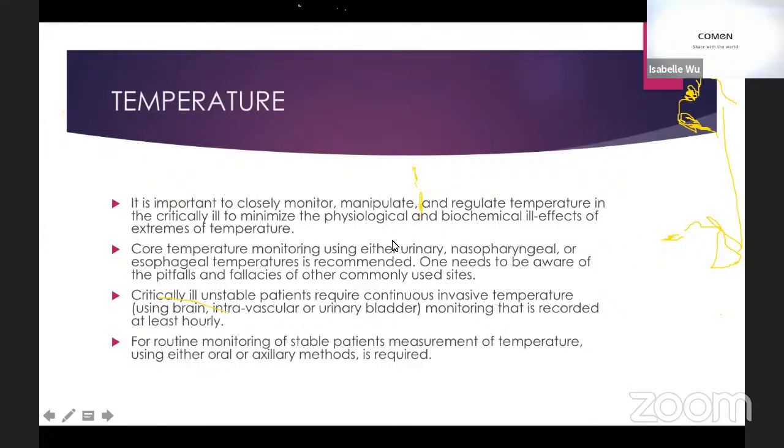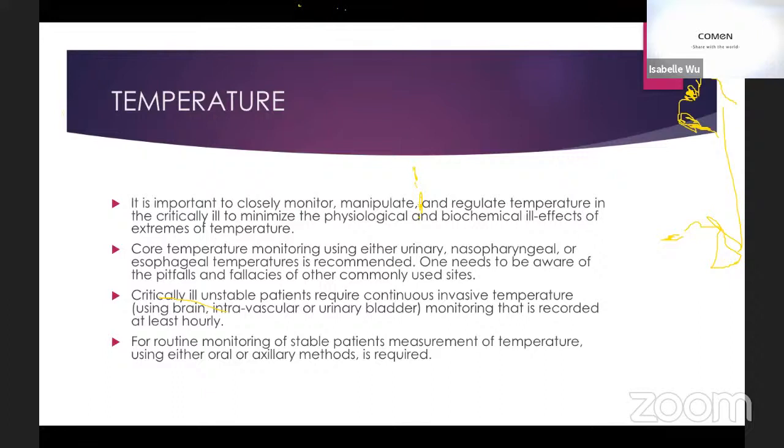Ooh, temperature. Now, temperature, like we've just said, is one of the vital signs we need to monitor according to the NICE guidelines. It's very important to monitor closely because we need to be able to manipulate. We don't want a patient to be hyperthermic. It's not good for the brain. It's not good for the complete metabolism of the patient. Hypothermia as well. It's not good for wound healing. It's not good for the patient's brain as well. So we really need to be able to monitor the patient's temperature closely, because there are physiological and biochemical ill effects of extremes of temperature.